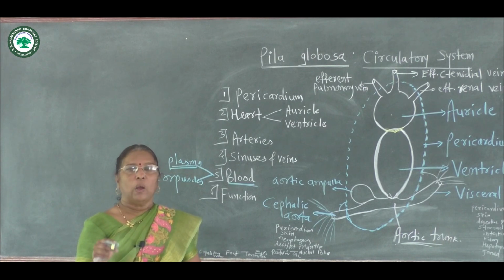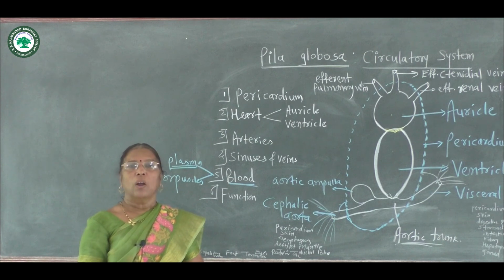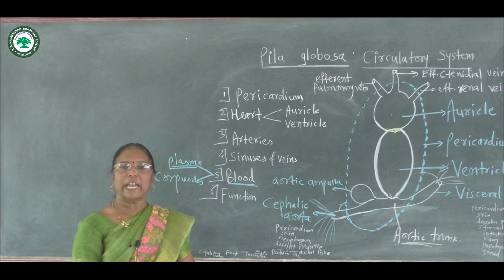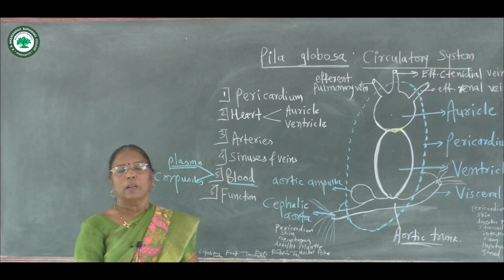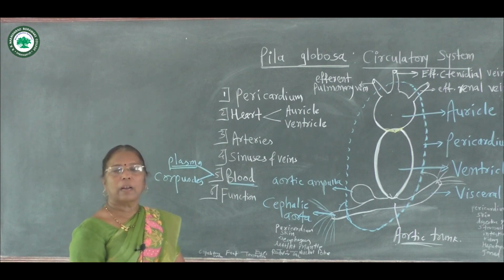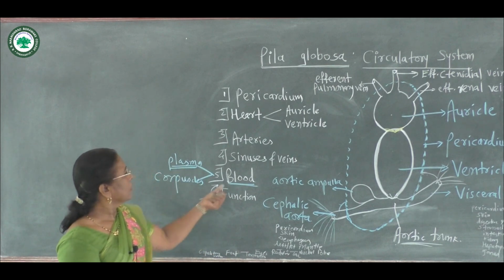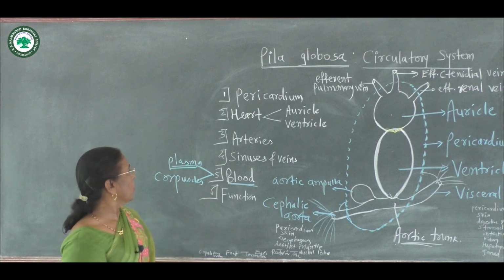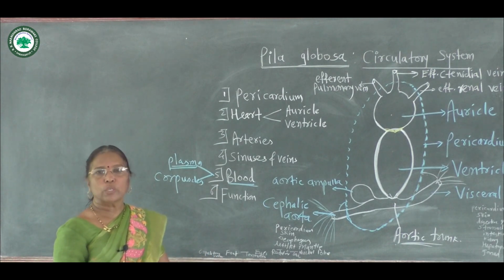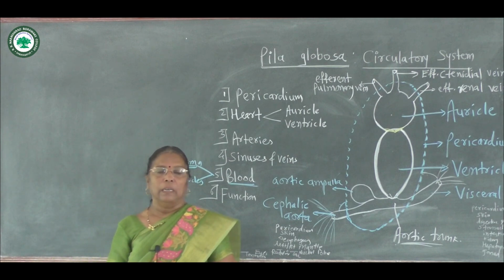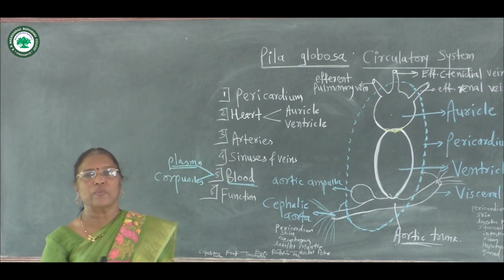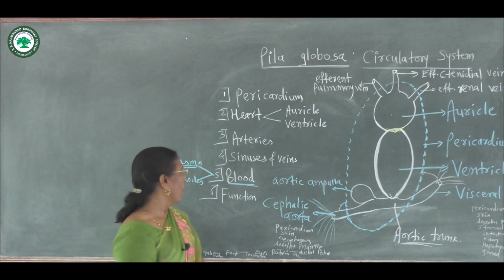blood supplies food or nutrients to all parts of the body. Second, O2 and CO2 to the desired organs. It also collects nitrogenous waste material from different parts of the body and supplies it to the desired organs. This is the function of blood. That is, it transports food, O2, CO2, and it also collects nitrogenous waste material from different parts of the body.